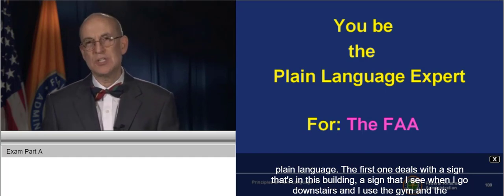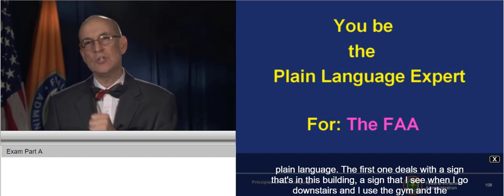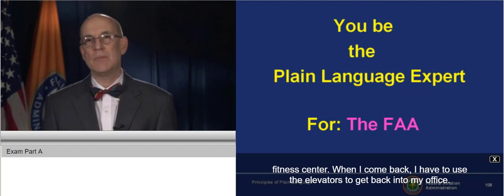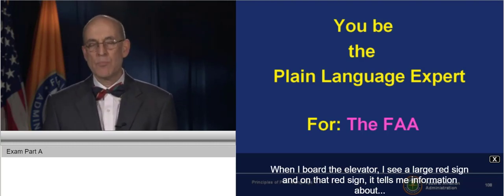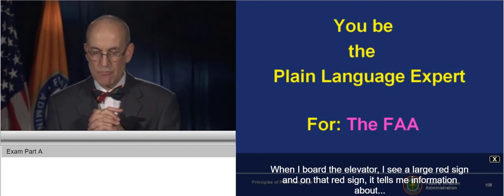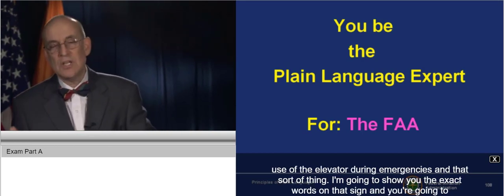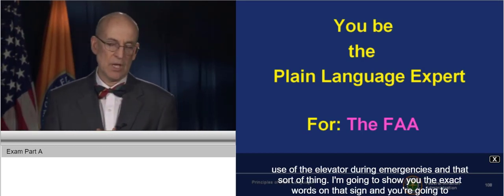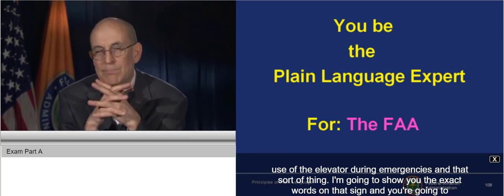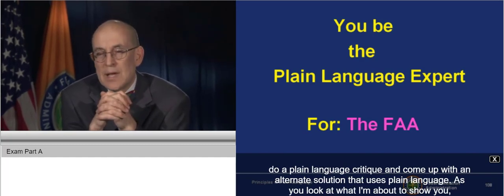You'll have a chance to see the before and have a chance to put it into plain language. The first one deals with a sign that's in this building, a sign that I see when I go downstairs and use the gym and the fitness center, and I come back and I have to use the elevators to get back into my office. When I board the elevator, I see a large red sign, right? And on that red sign, it tells me information about use of the elevator during emergencies and that sort of thing. I'm going to show you the exact words on that sign, and you are going to do a plain language critique and come up with an alternate solution that uses plain language.